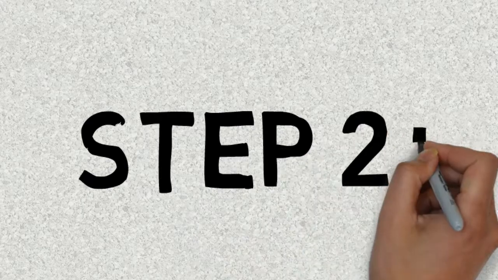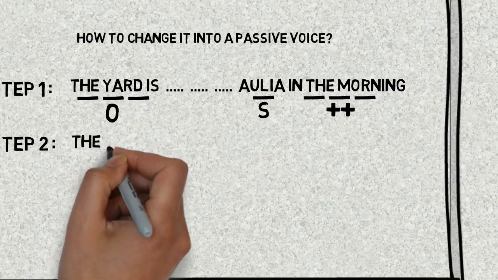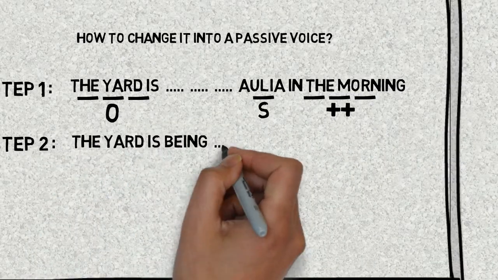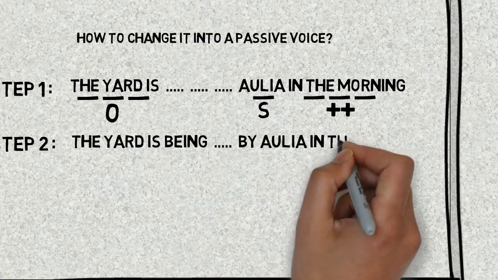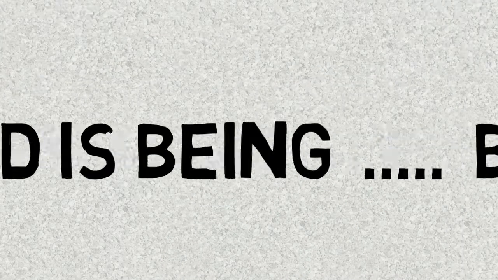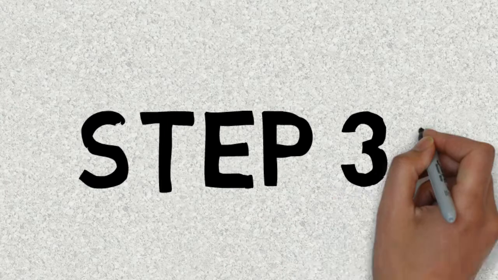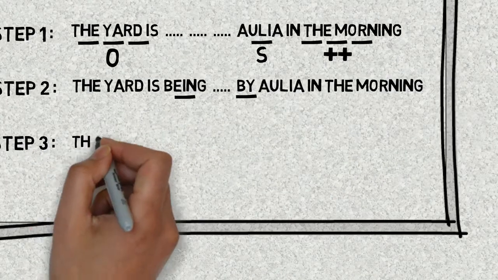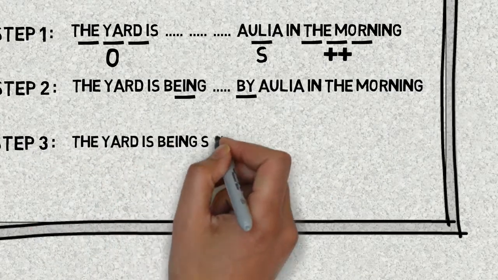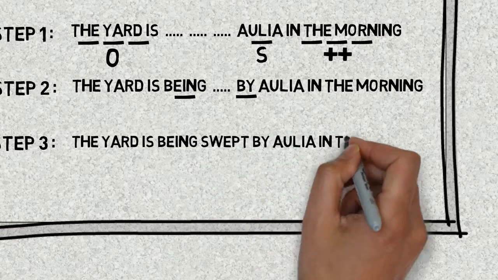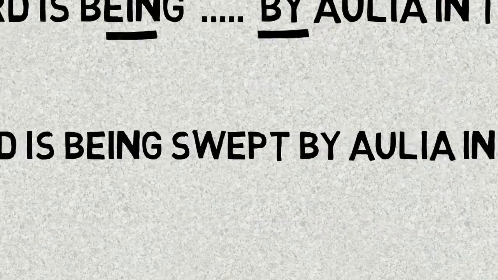Step 2. The yard is being blah blah blah by Aulia in the morning. Add a being after the object and by before the subject. Step 3. The yard is being swept by Aulia in the morning. The verb-ing, change it into a verb 3.